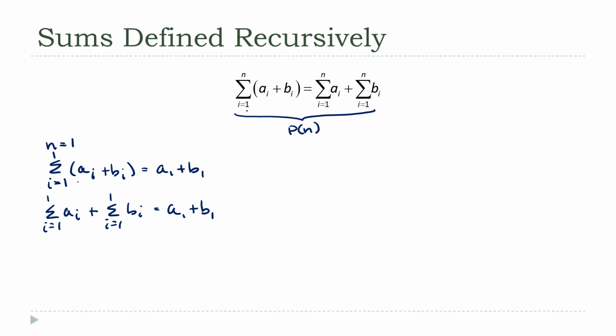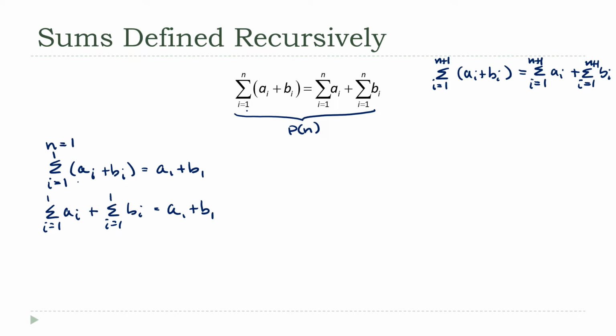All right, so now I need to assume this is true, that this equality is true for n. And what I need to show, I'm going to just put it up here off to the side so we know what our target is. I need to show that the sum from 1 to n plus 1 is the sum of the a sub i plus the sum of the b sub i. All right, so let's see how we can do that.